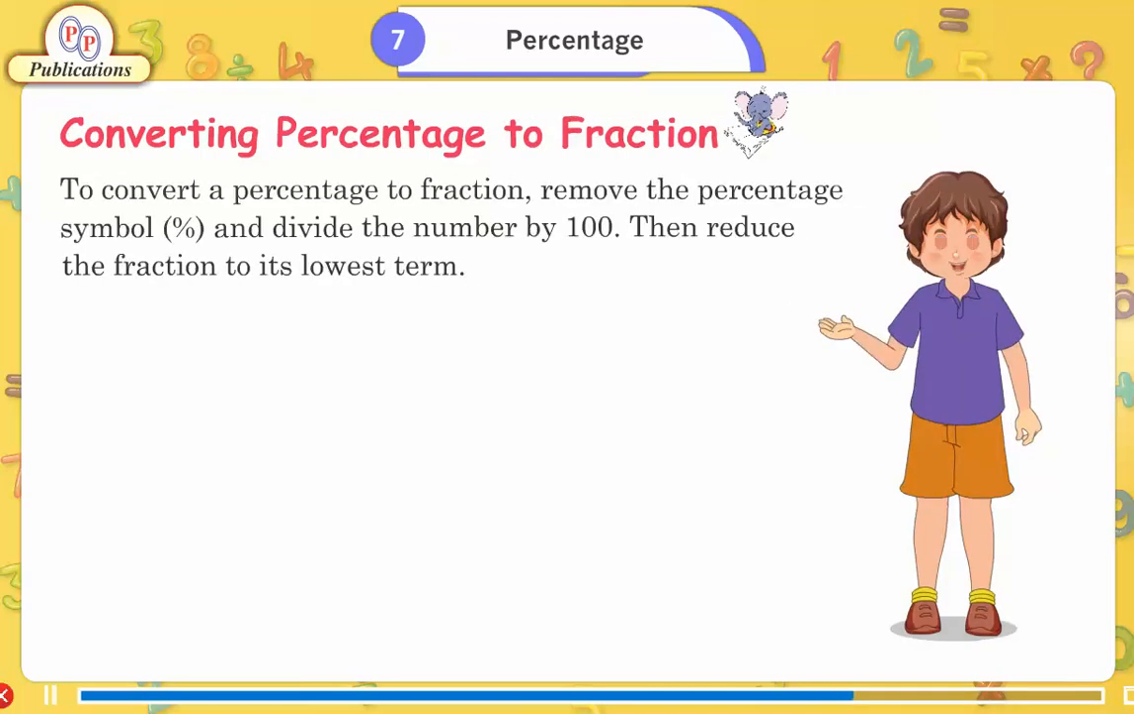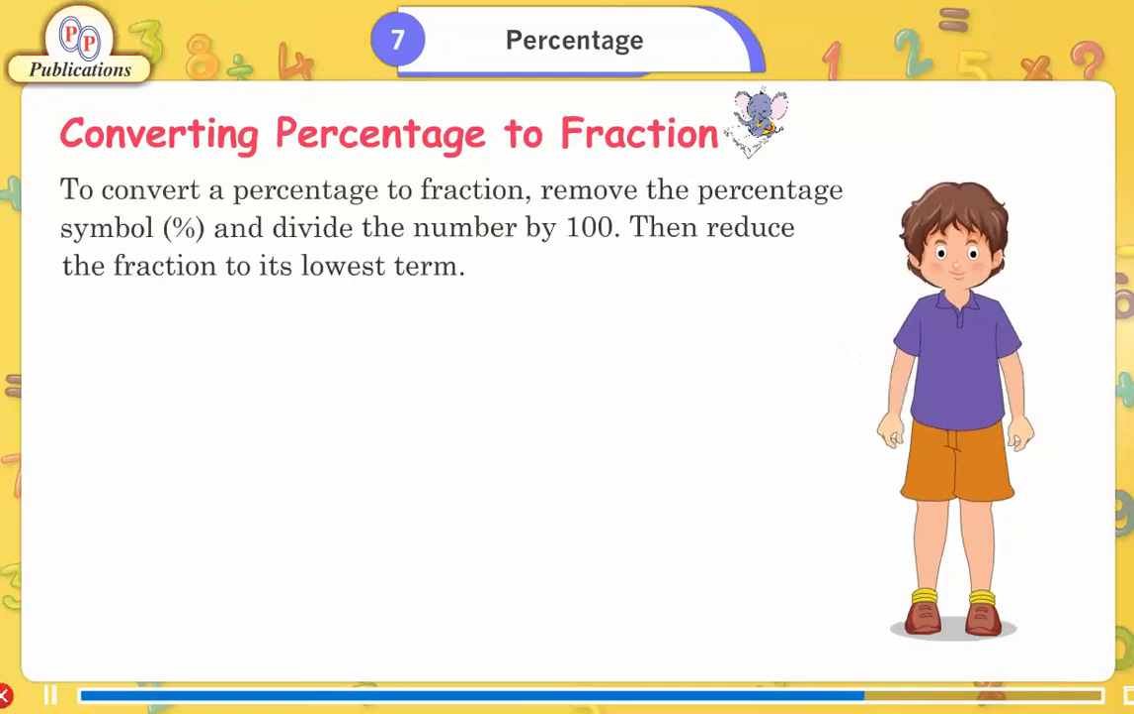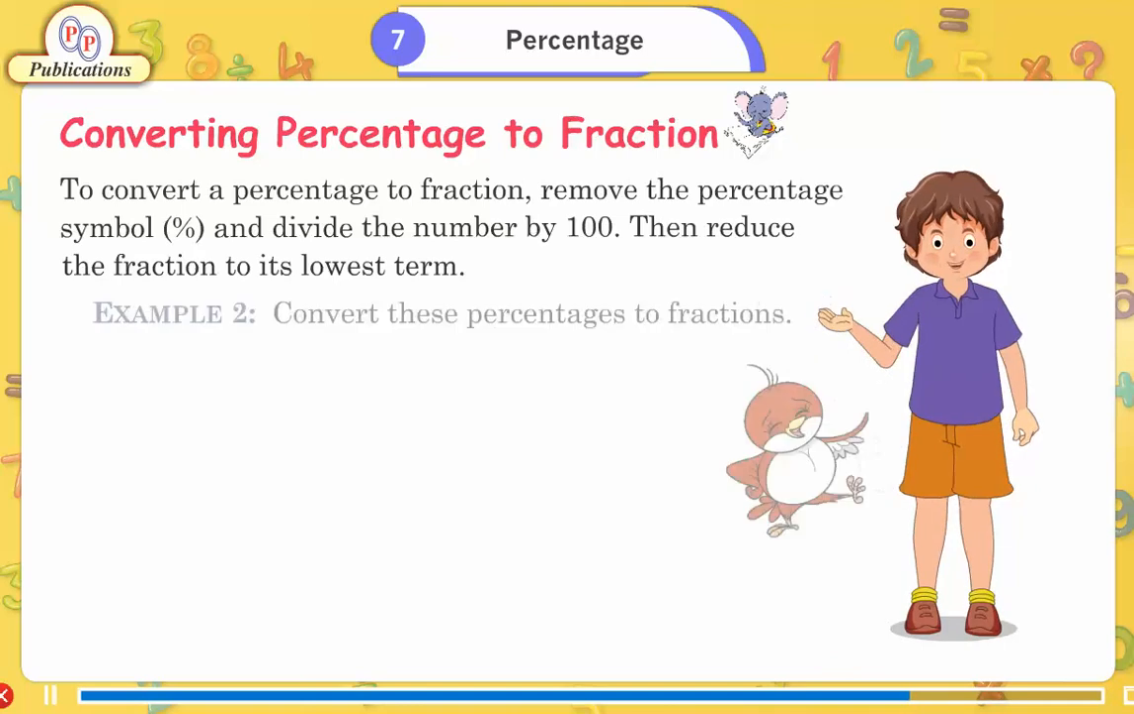Converting percentage to fraction. To convert a percentage to fraction, remove the percentage symbol and divide the number by 100. Then reduce the fraction to its lowest term.